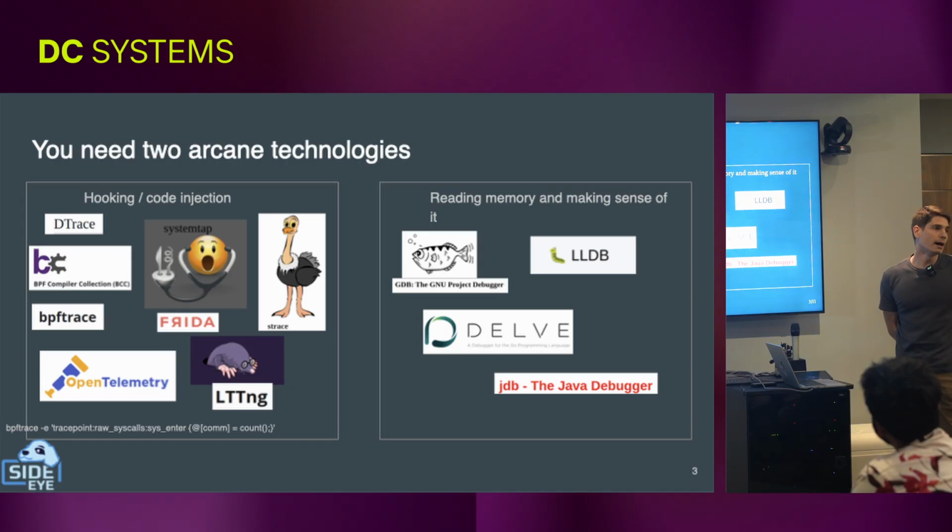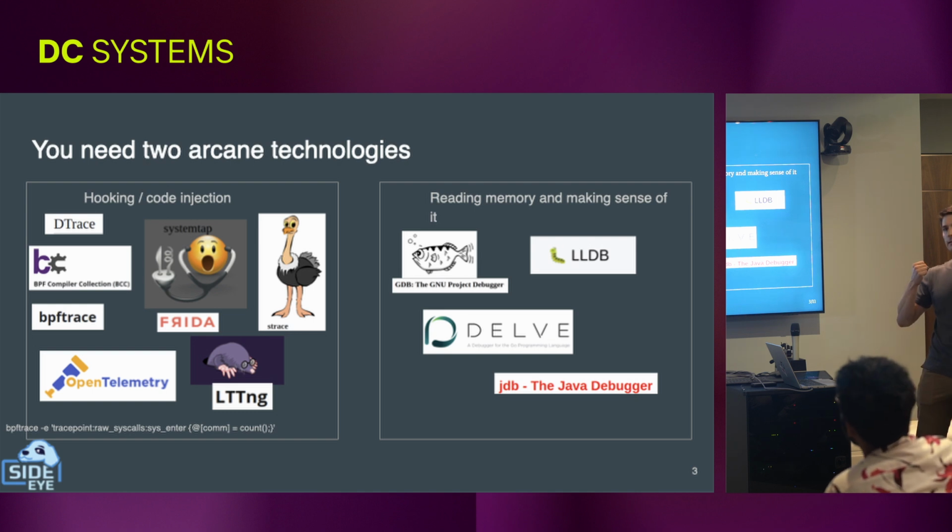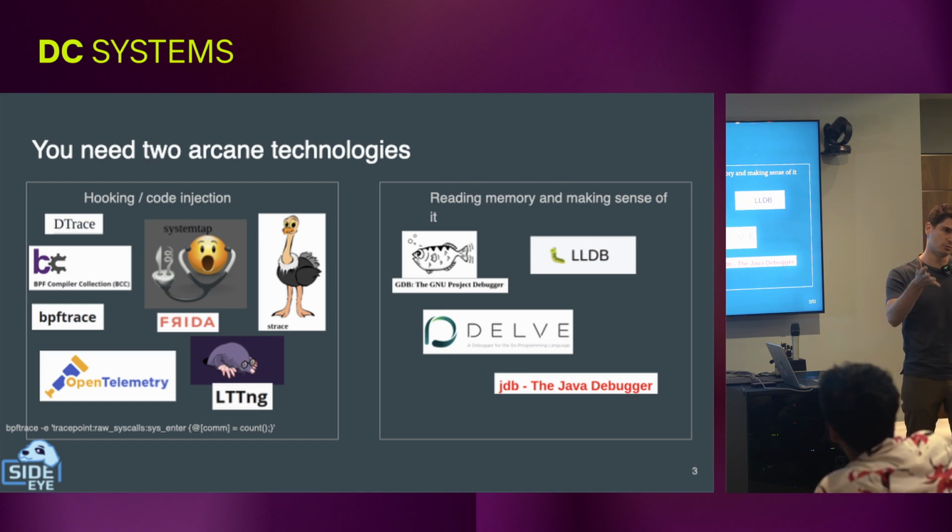Now, if you buy that dynamic instrumentation is a good thing, the question is, what does it take to implement it? How do we build a tool that instruments other programs? Fundamentally, you need two things for this. You need the ability to inject code, one way or another, into a running process, such that you can hook into the relevant places. For example, if you want a new log line in a function, you maybe hook the beginning of that function and have it run your code and then give back control to the original function.